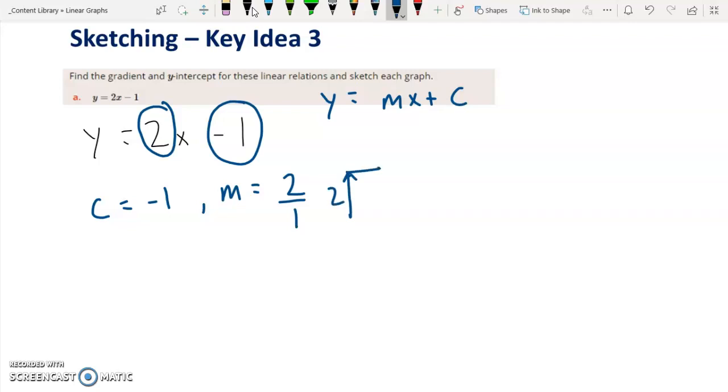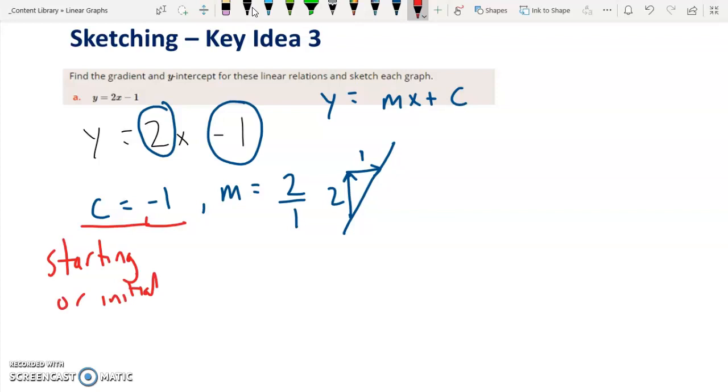2 up, 1 across. So it's going to run in this general direction. So why is the y-intercept so important to us? Well, that tells us our starting position, our initial position. Now from there we're going to use the gradient, this part here, to determine where we go.